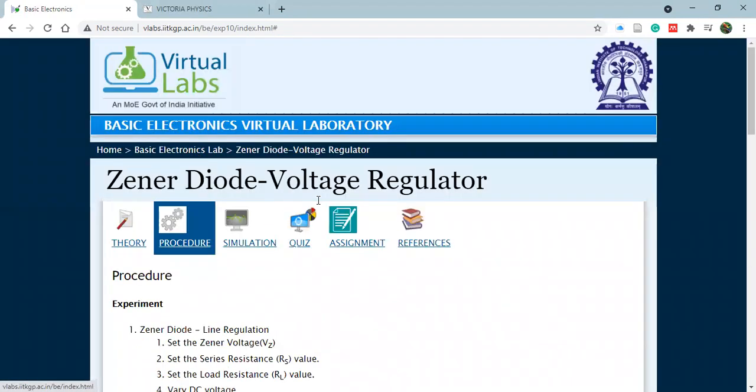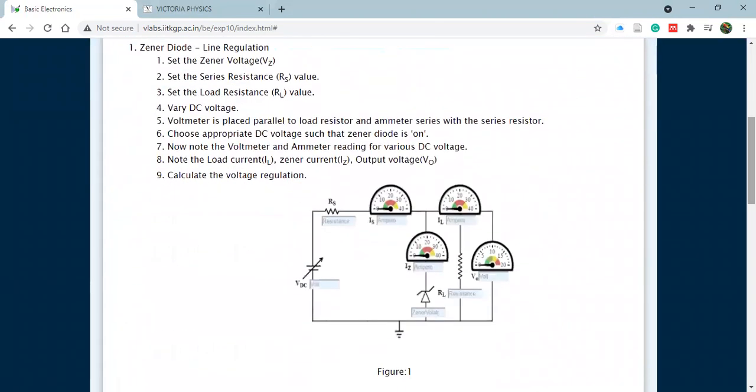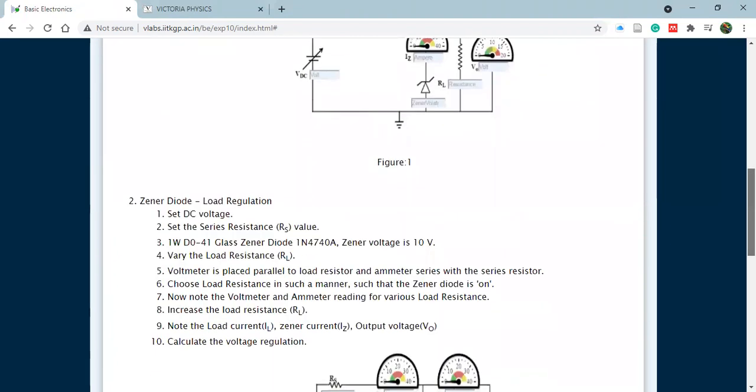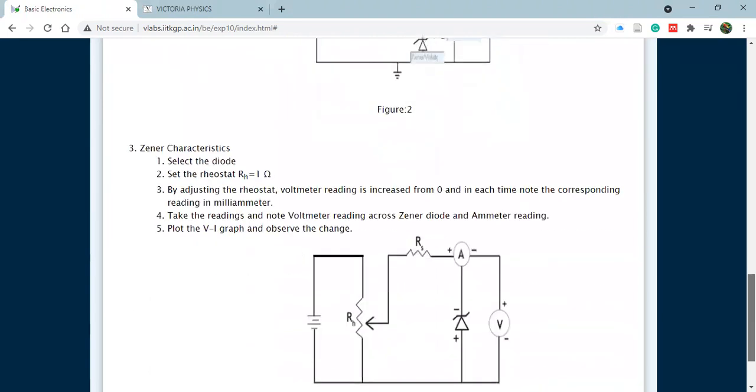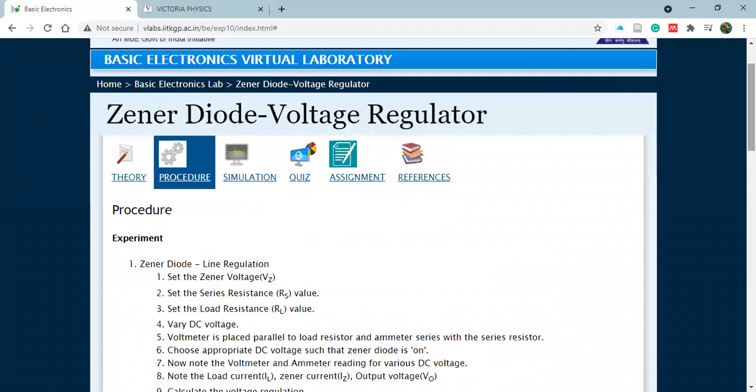And then is the procedure part. As I always mention, if you do this procedure section stepwise, then the experimental part is not at all difficult. So just go through these three parts, because we'll be doing three parts in Zener diode: the line regulation, the load regulation and the Zener characteristics. The first thing that we'll be doing is the line regulation. I hope you all know what line regulation is.